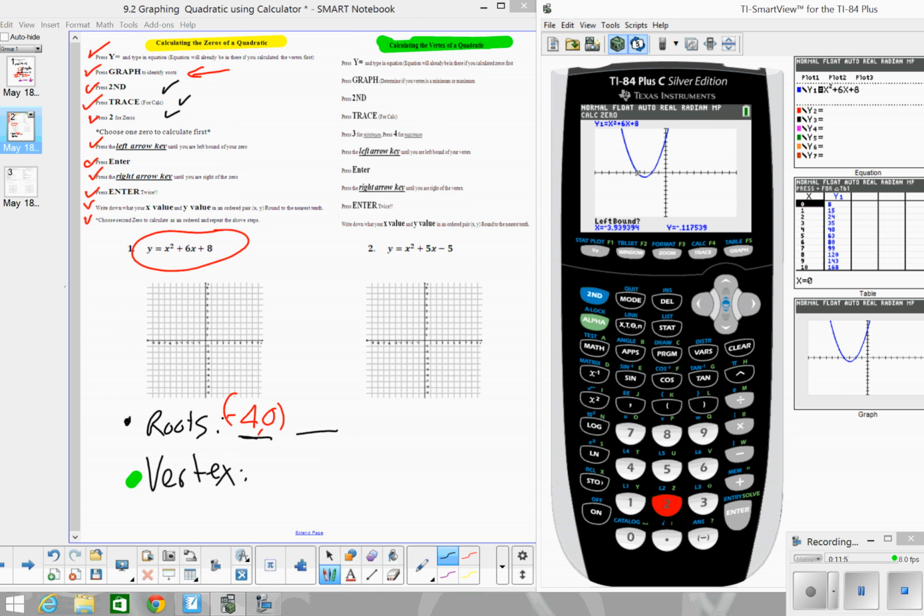Okay, now same thing. It's going to ask me left bound. Now don't do the same 0 that you just did. Do the right 0 or the right root. So right now I'm talking about this root right here. So it's asking me if I am left bound of that root. I believe so. So it's asking me to hit enter.